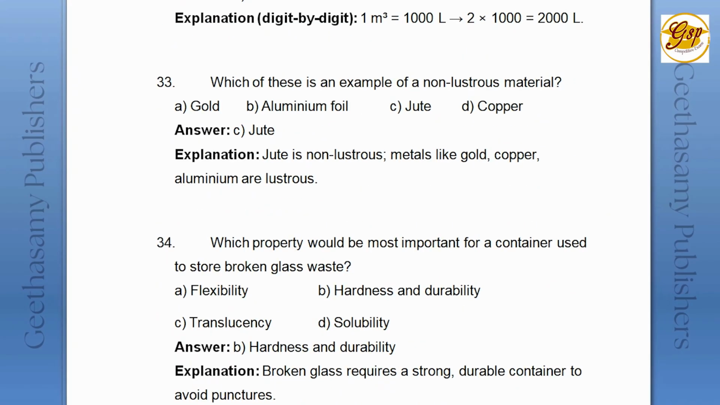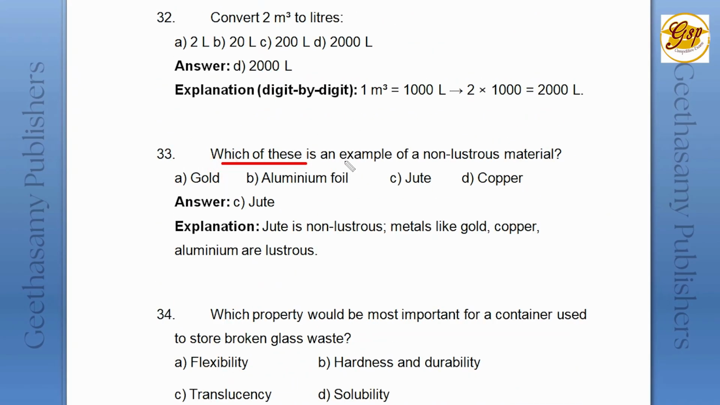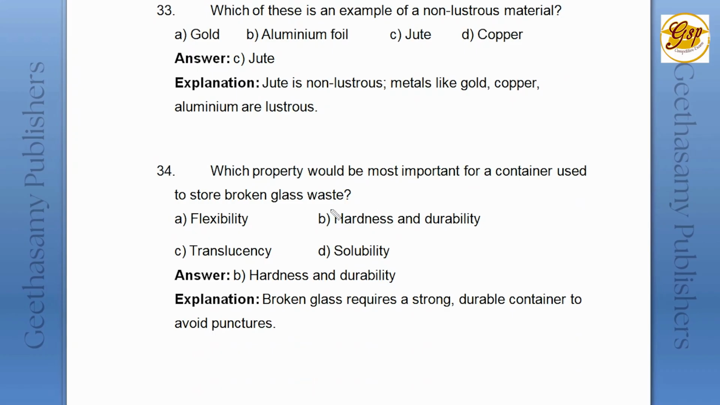Fine. 33rd question. Which of these is an example of a non-lustrous material? Gold, aluminum foil, jute, copper. It is jute. Jute is non-lustrous and metals like gold, copper, aluminum, right? They are all lustrous.